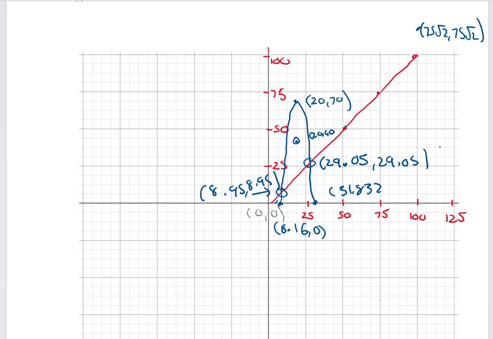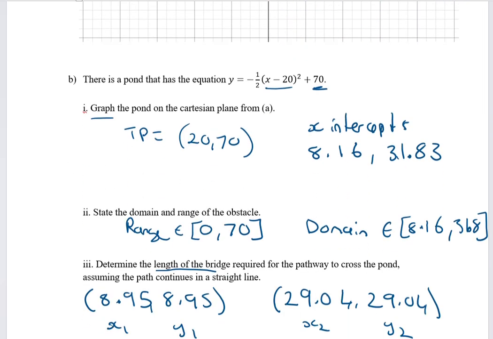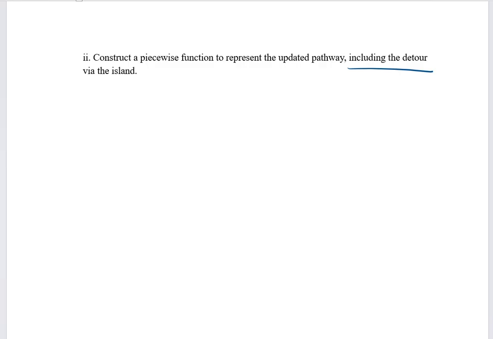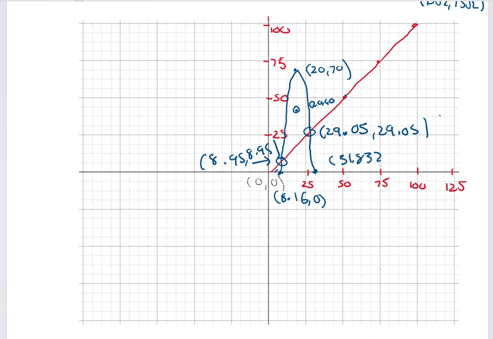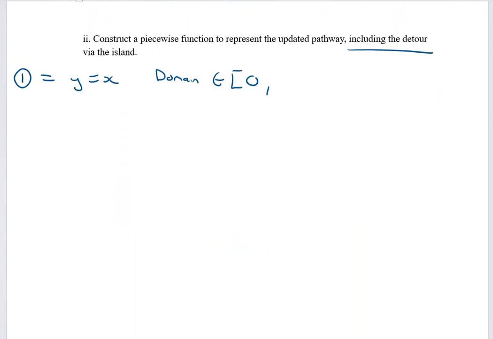Now, first, we need to look at this first part. So this first part here is we are going to just deal with that. So we're going to have 4 equations. 2 is what we know. So I'm going to write the 2 we do know. The first equation is y is equal to x. And that is for the domain starting at 0. And I'll go back up. And it goes all the way to that intersection point of 8.95.